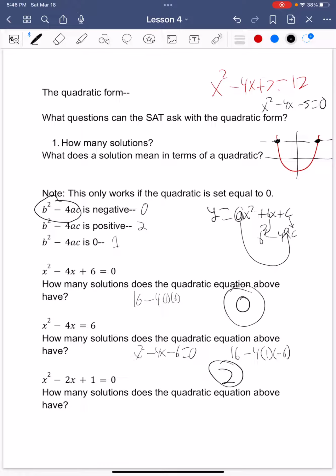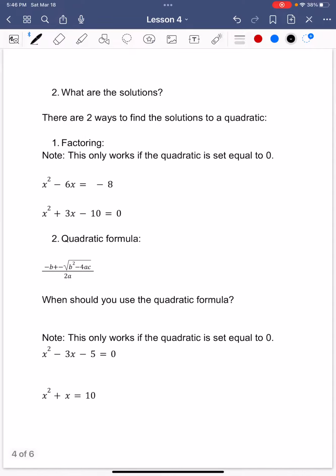What about this one? B squared, or (-2) squared, is 4, minus 4, a is 1, c is 1. So 4 minus 4 is 0. And since b squared minus 4ac is 0, that means there's 1 solution, not 0. Don't be tricked up on that. What are the solutions, they could ask? There are 2 ways to finding the solutions to a quadratic. One is factoring.